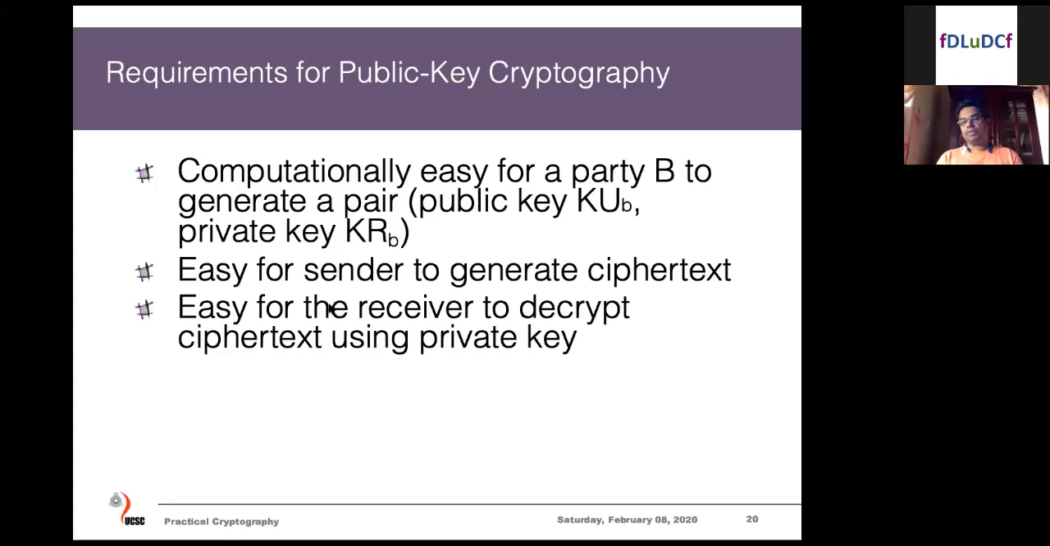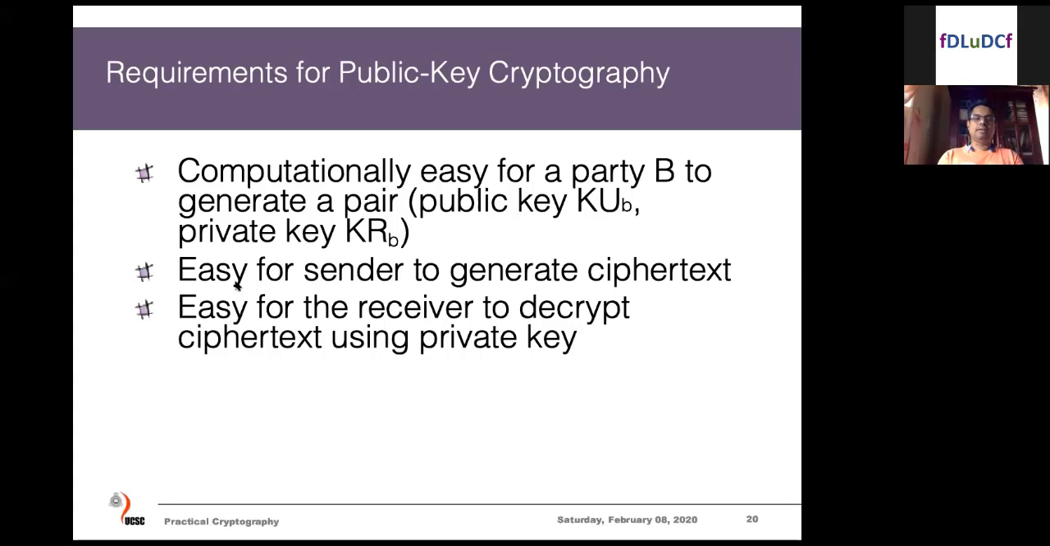We need to have some algorithm. So using this algorithm, we should be able to easily generate these two key pairs. That should be the main requirement. If the key generation takes years, the algorithm may not work. We should have a fast method of generating public-private keys.